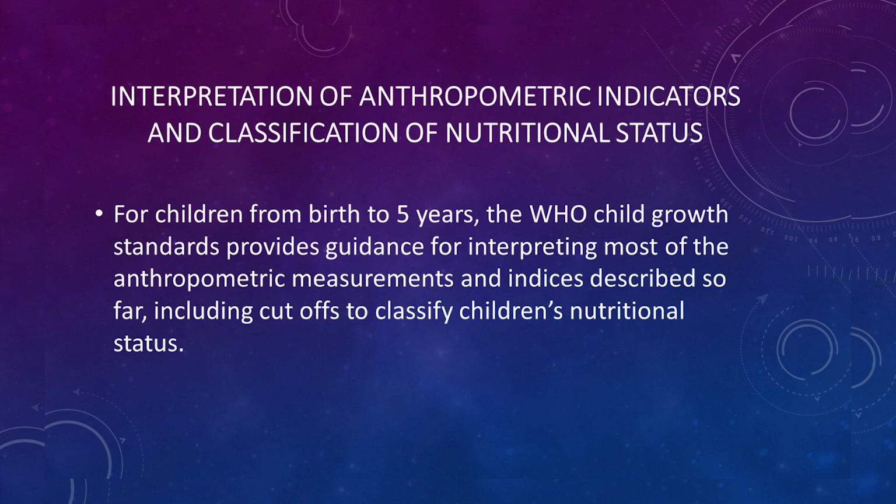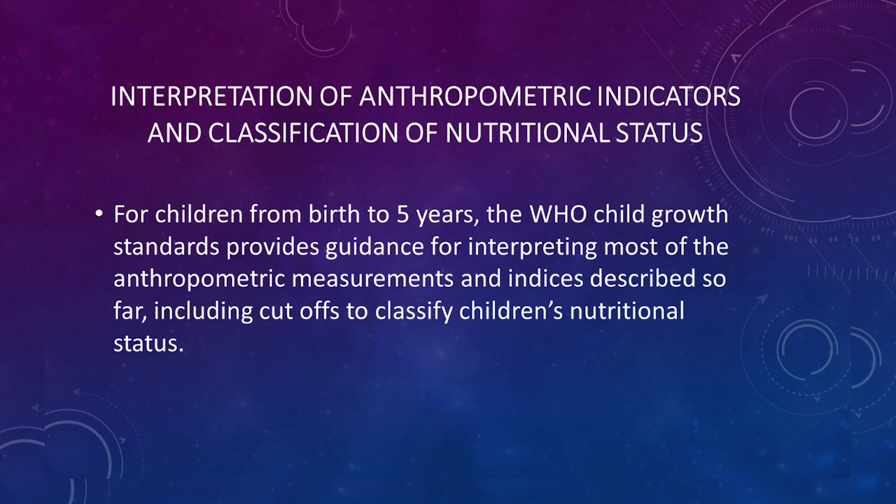So, interpretation of anthropometric indicators and classification of nutritional status. Whatever investigations we do in anthropometry, the measurements we do, their interpretation. For children from birth to 5 years, the World Health Organization Child Growth Standards provide guidance for interpreting most of the anthropometric measurements and indices described so far, including cutoffs to classify children's nutritional status.